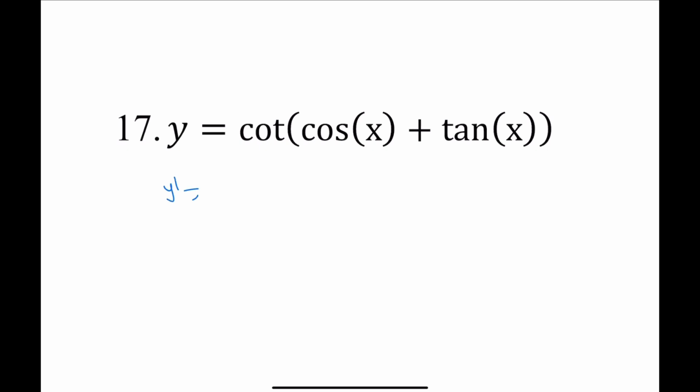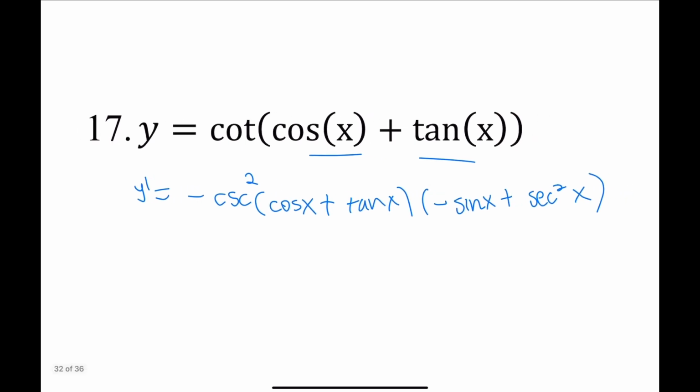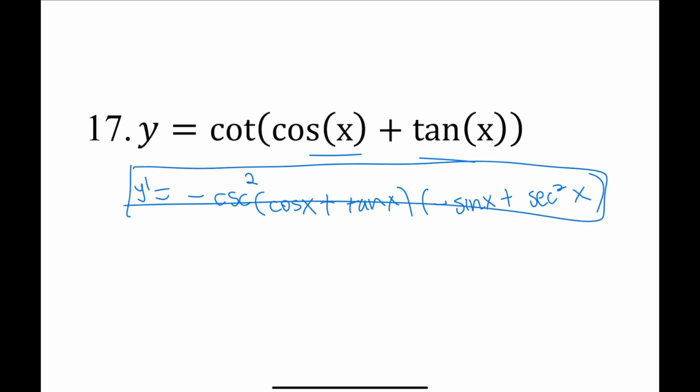And then going off to number 17, y equals cotangent of cosine x plus tangent x. So y prime equals negative cosecant squared of cosine x plus tangent x, and then do chain rule. We don't need product rule right here because these two are not products, obviously. So we got chain rule product of negative sine x plus secant squared x, right? Okay, that's basically it for this one. No more simplification.